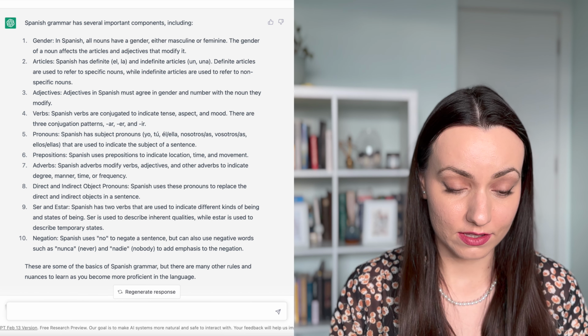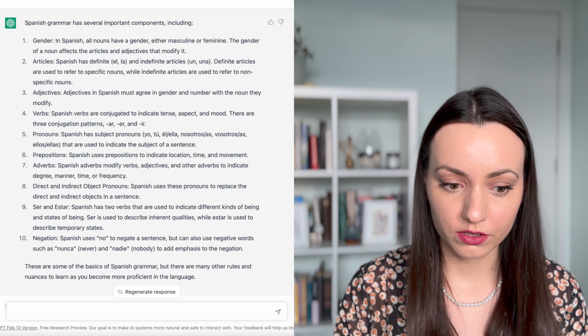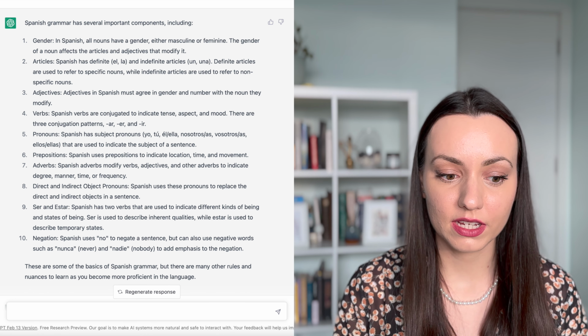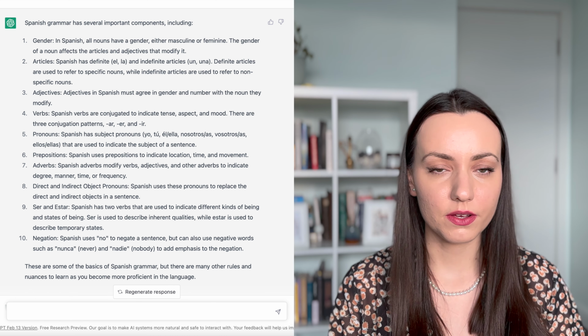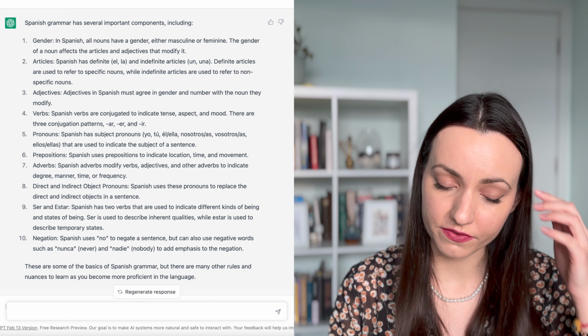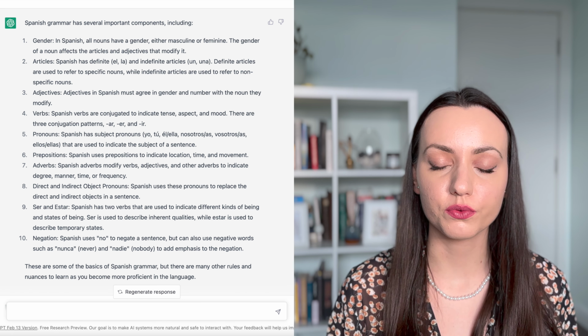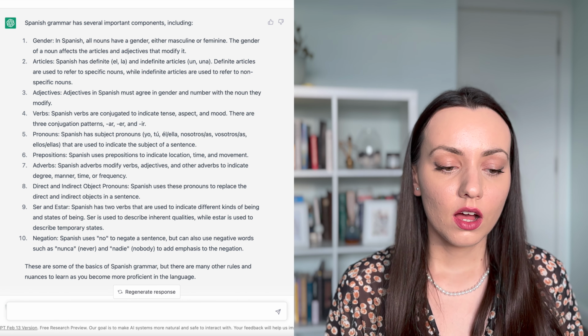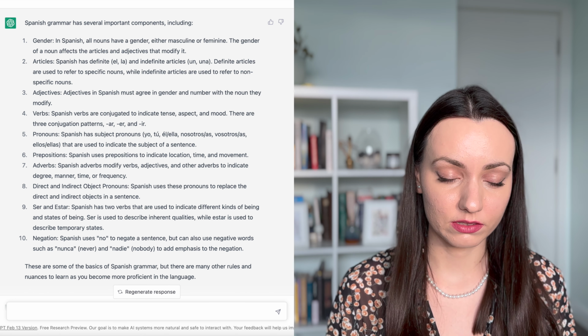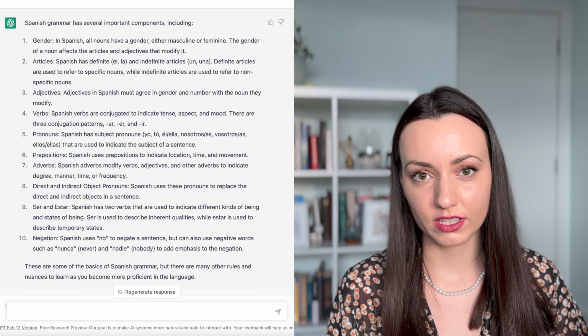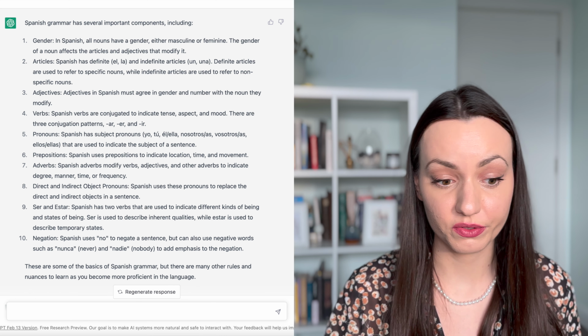And then the last one is negation, that you can use no to negate a sentence. Then you can also use negative words, such as nunca, nadie, to add emphasis to negation. Yeah, Spanish allows for double negatives, so that's fine. And then it obviously says there are many other rules. That's fair. But I was really shocked about the whole ser and estar thing. Obviously, the whole subject thing was wrong too. There's nothing I can do to make it right.